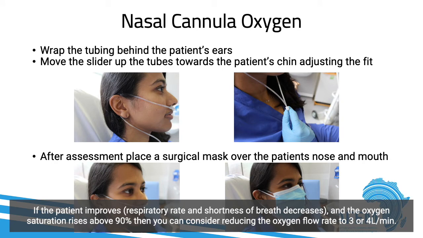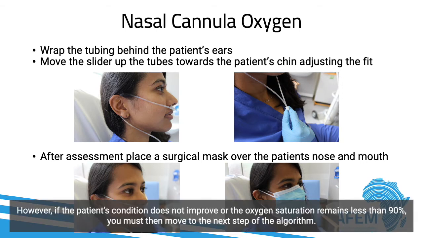If the patient improves, the respiratory rate and shortness of breath decrease, and the oxygen saturation rises above 90%, then you can consider reducing the oxygen flow rate to 3 or 4 liters per minute. However, if the patient's condition does not improve or the oxygen saturation remains less than 90%, you must then move to the next step of the algorithm.